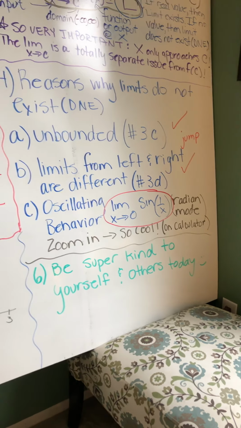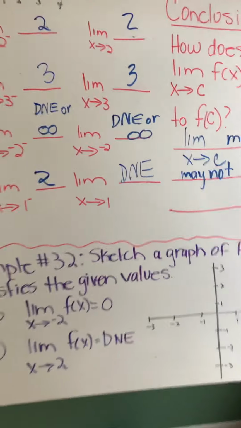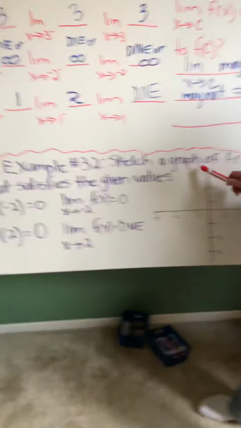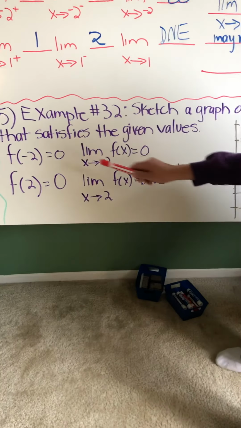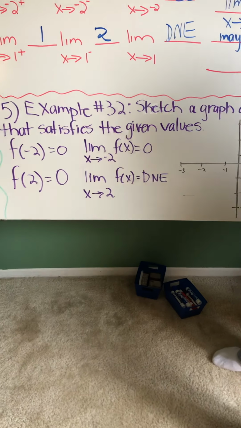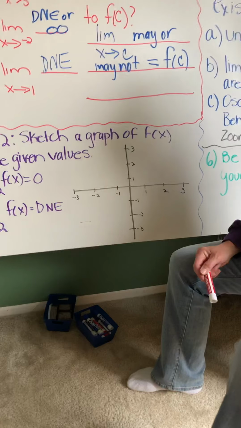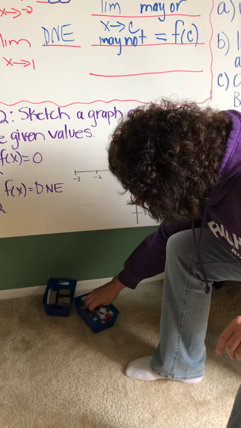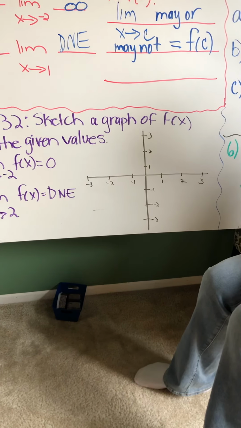Our last problem, let's go over to number 5. This is number 32 in your book. And what it's asking you to do is sketch a graph of f of x that satisfies the given values. So we have these 4 conditions that we have to meet here. Believe it or not, calculus takes some creativity. So we're going to get really good at that.